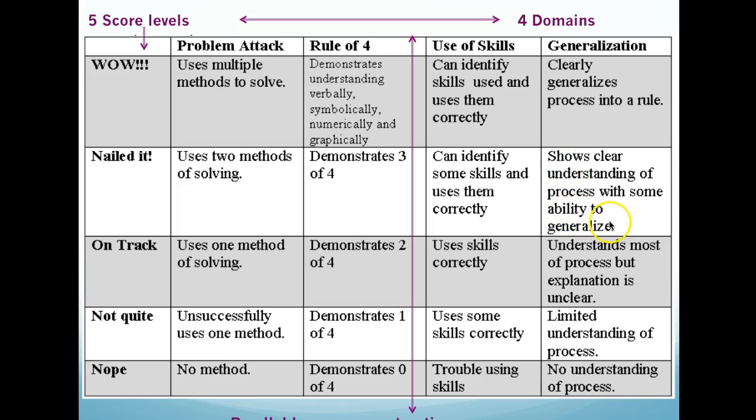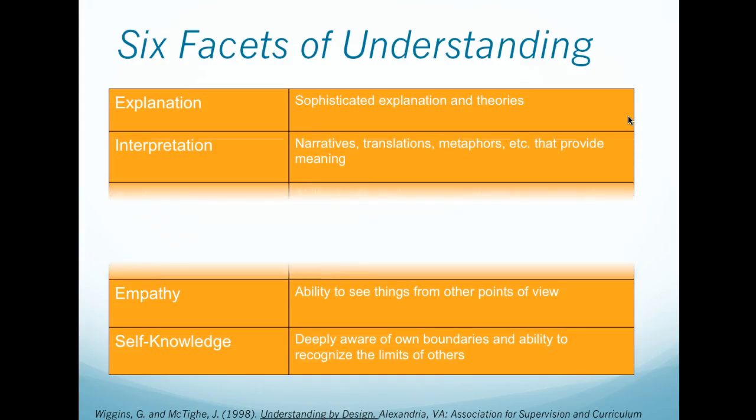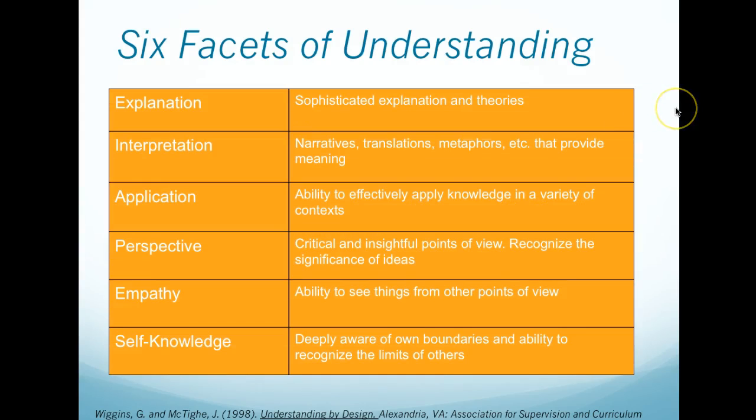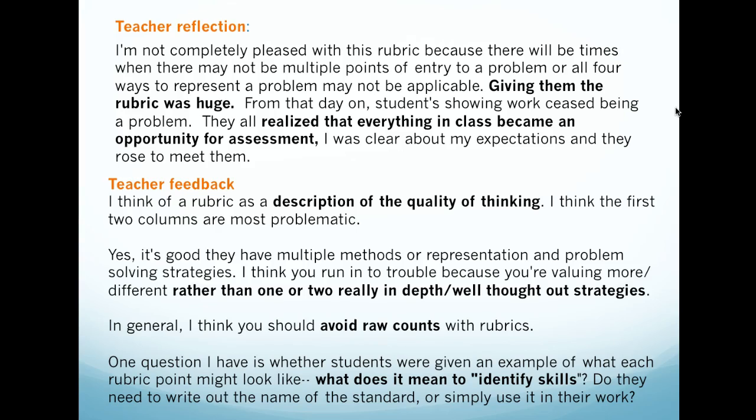and is able to generalize to the new situation. Clearly explains the process and generalizes to the new rule, process into a rule. So you see that you can change understanding into one of those 6 facets of understanding, explanation in this case, because she's looking for an explanation. So she says about her rubric, I'm not completely pleased with this rubric because there will be times when there may not be multiple points of entry and so on.